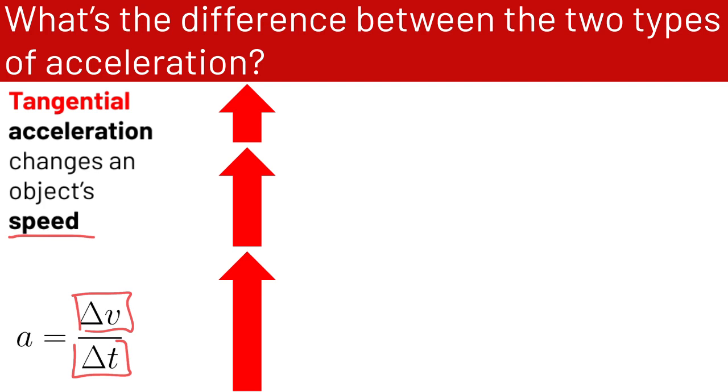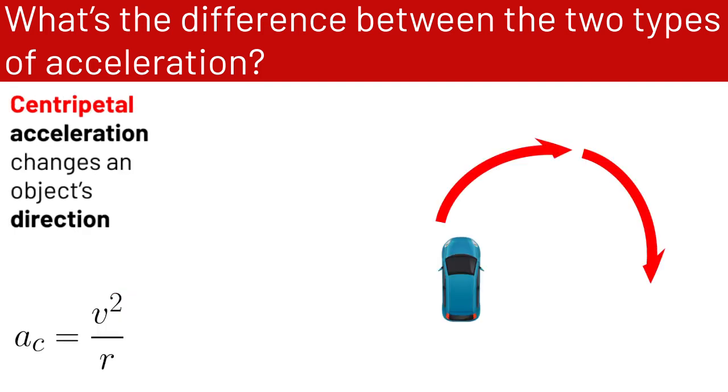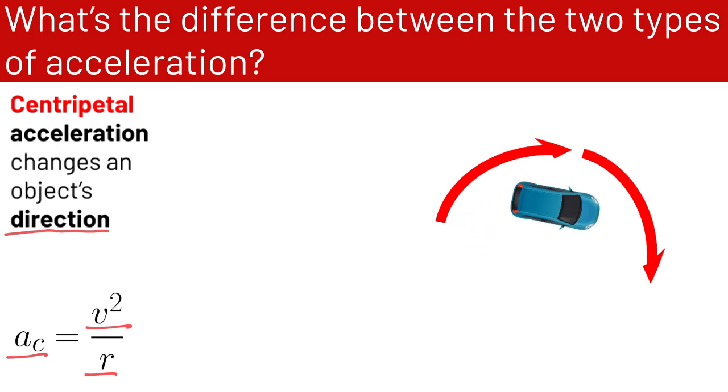So that's tangential acceleration. Now we're going to look at centripetal acceleration. So in centripetal acceleration, we have a change of the object's direction, rather than a change in the object's speed. So our equation for centripetal acceleration is centripetal acceleration is equal to v squared, so the speed isn't changing, divided by the radius of the circle. So here we have a car that's changing its direction. It's going around the circle, but its speed is constant.